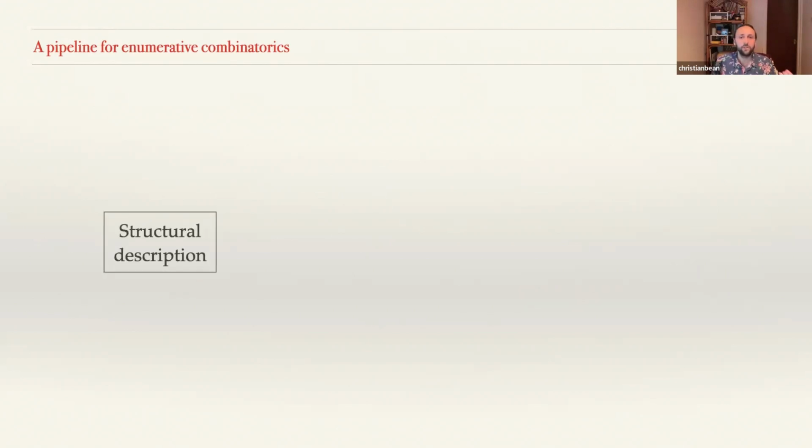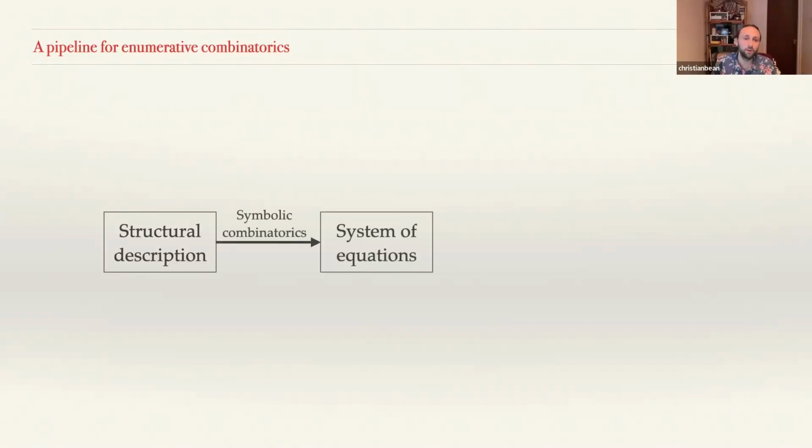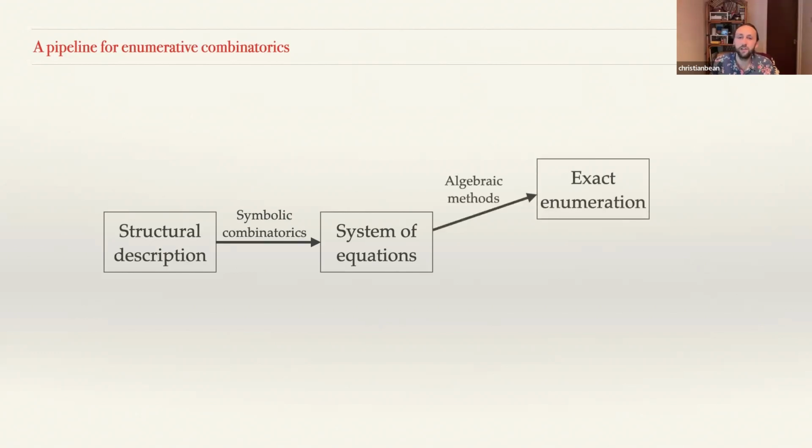What we were doing to start with is first we found the structural description, and from there we were using some symbolic combinatorics, using those methods from Flajolet and Cédric, for example, where we convert this into some system of equations on the generating functions, and from that system of equations we can use some algebraic methods.